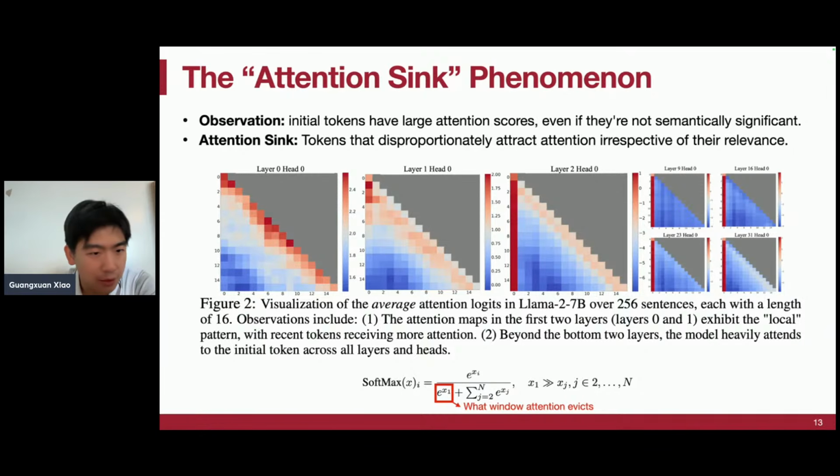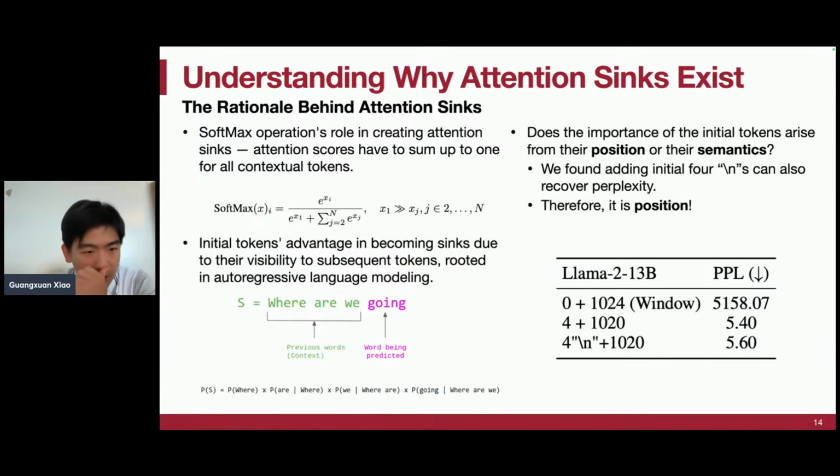Yep. And so we term this phenomenon attention sink, because these tokens act like sinks that attract attention. Models disproportionately dump some attention on the first tokens, irrespective of their relevance. And we also want to understand why attention sink exists.